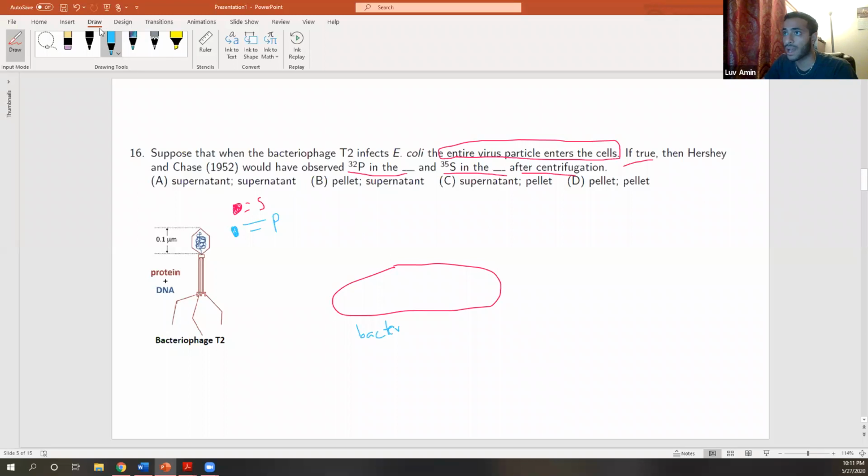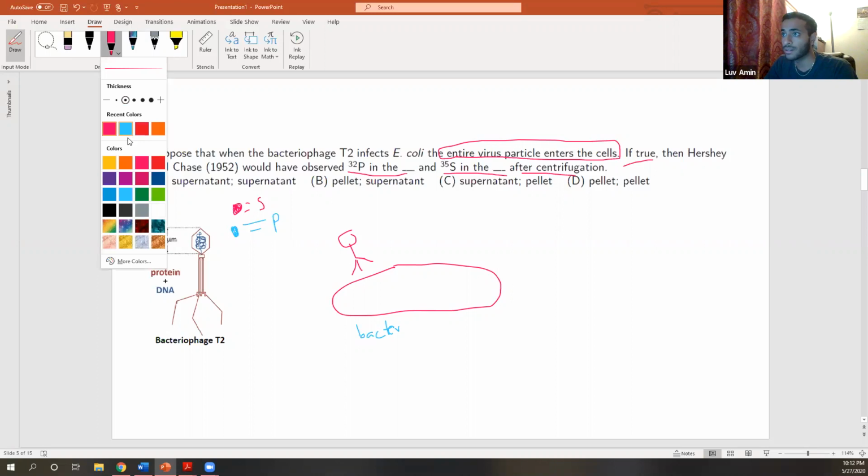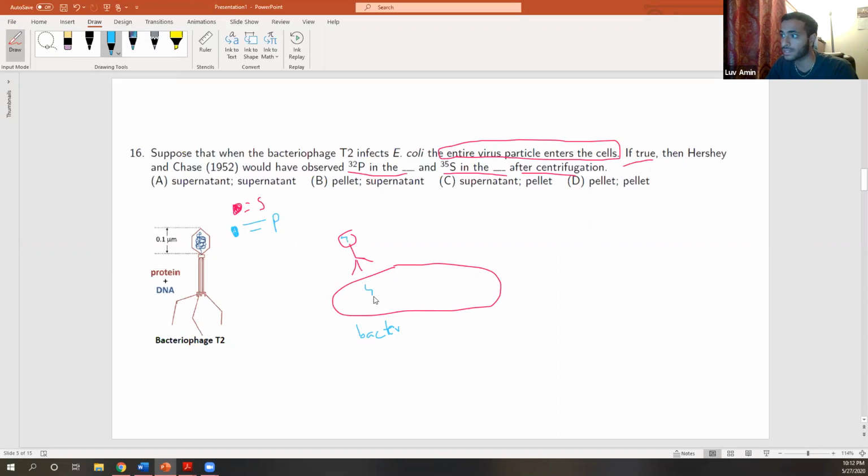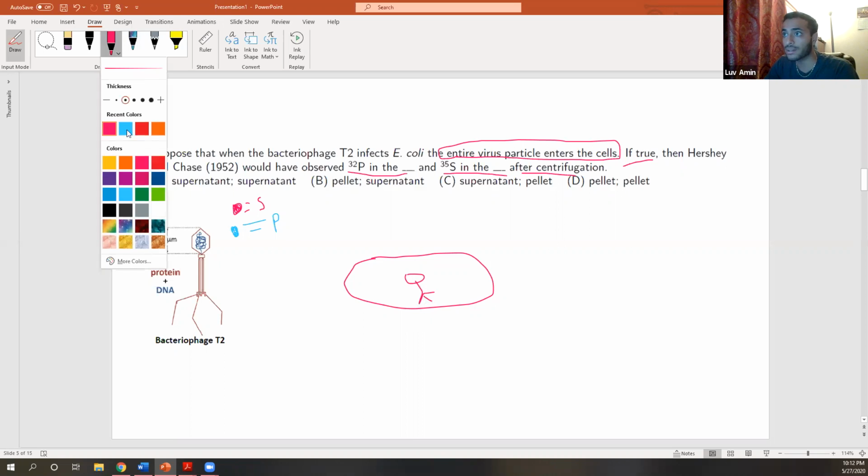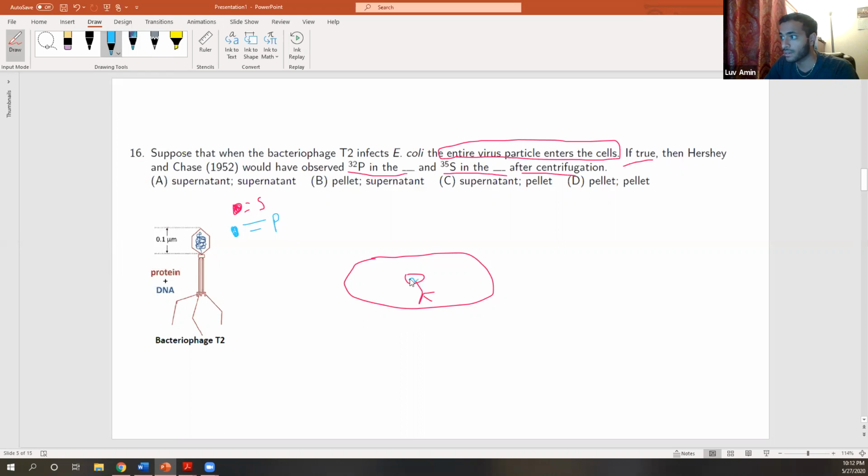What's going to happen is usually the bacteriophage, or the virus, comes in, right? It latches on and injects its DNA that it had here into the cell, right? However, this question is saying the entire virus particle enters the cell. So we'd see something different. We'd see the entire bacteria right here, and the whole bacteriophage, the virus, would be inside. So not only will the radioactive sulfur be inside, the radiolabeled DNA will also be inside the cell, right? Because this is the cell.